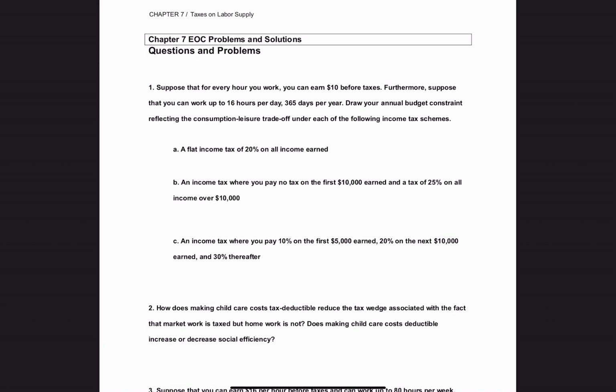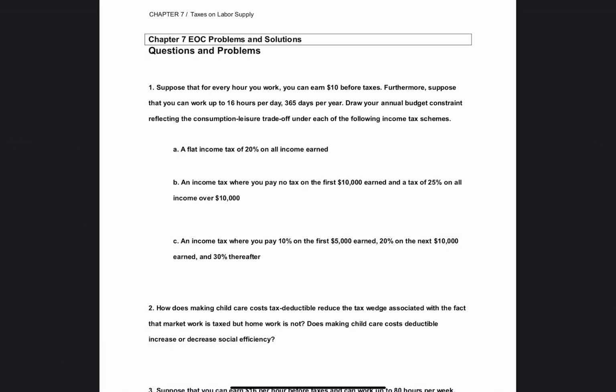The 8 hours which are not considered here are basically sleeping time, so you cannot work or enjoy leisure in this time interval. Now, draw your annual budget constraint reflecting the consumption-leisure trade-off under each of the following income tax schemes. A: a flat income tax of 20% on all income earned.